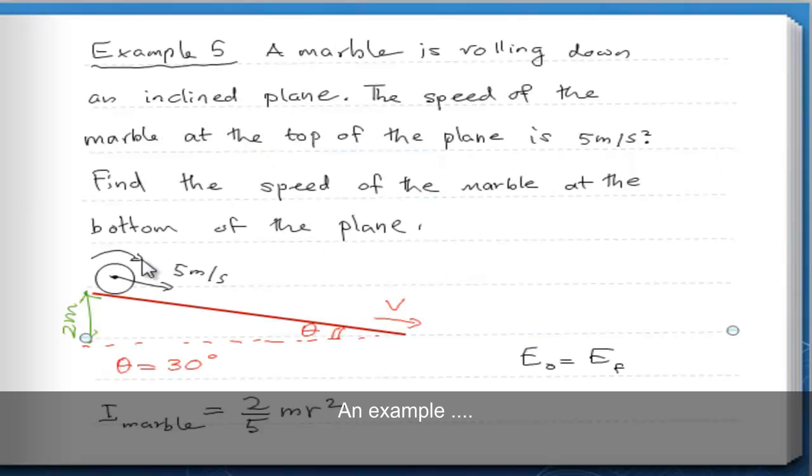Example 5. A marble is rolling down an inclined plane. The speed of the marble at the top of the plane is 5 meters per second. Find the speed of the marble at the bottom of the plane. The inertia of the marble is given by 2 over 5 times mr squared.